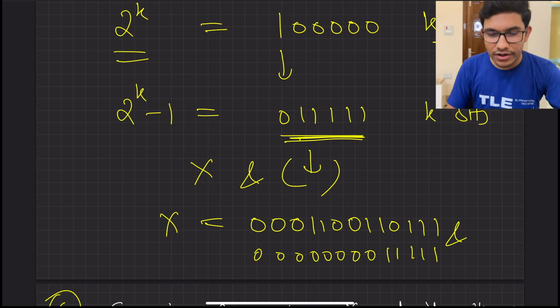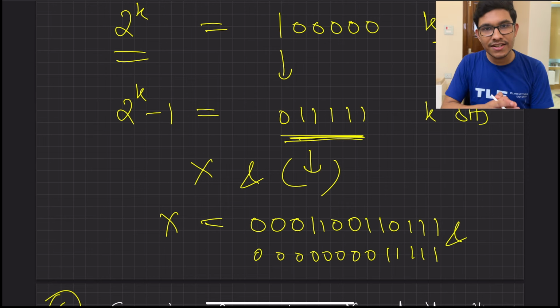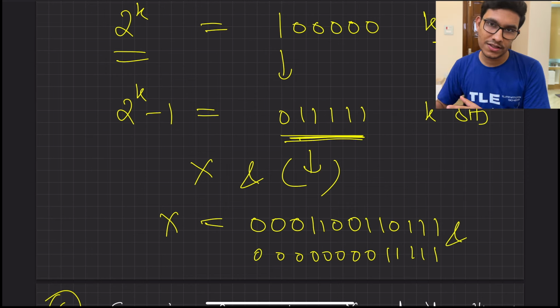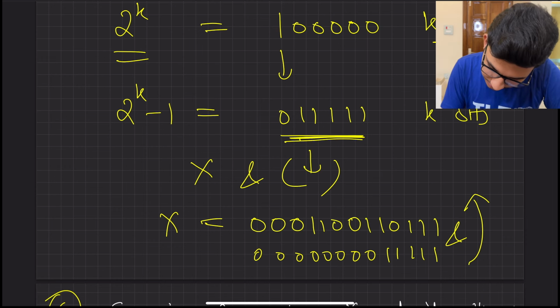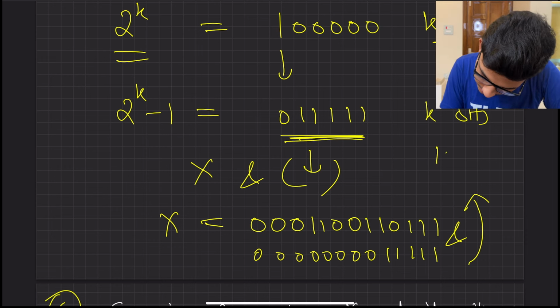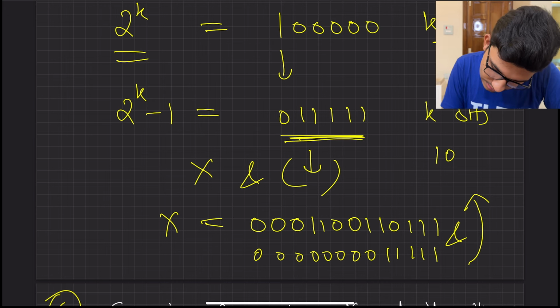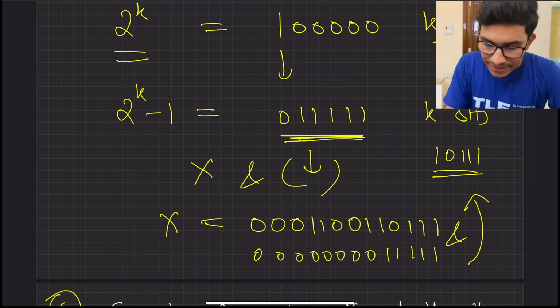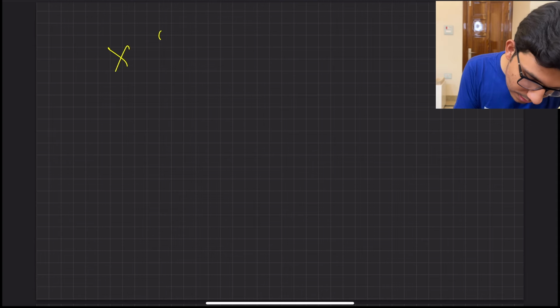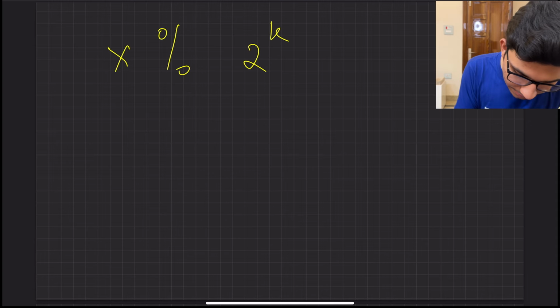If you take the AND, what will you get? You will just get the last k minus 1 bits of x, which are 1, right? So this number will come out to be something like 1, 0, 1, 1, 1. This is what you'll get. So this is the same as saying if you want to take x modulo 2 to the power k.